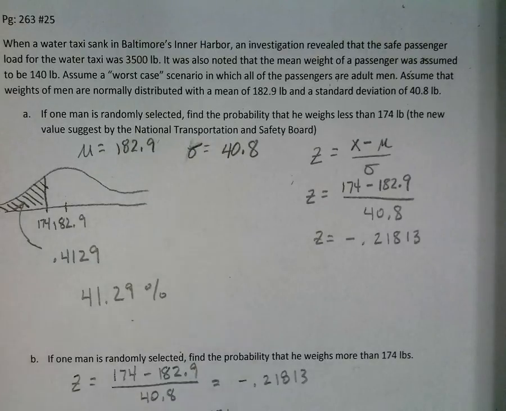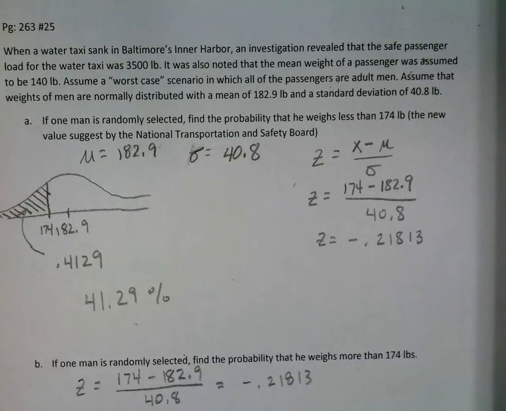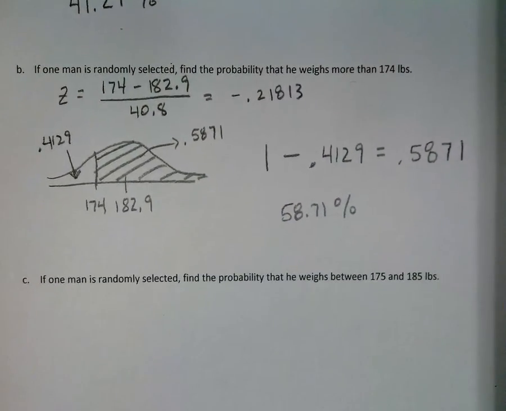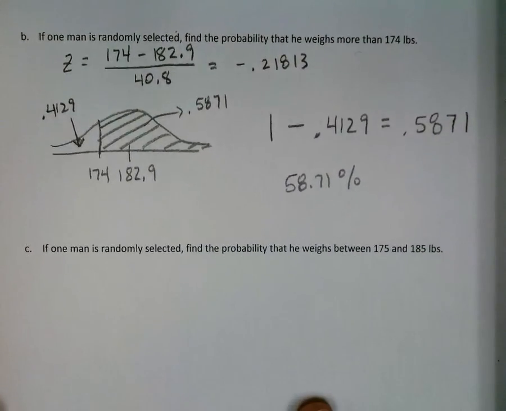It also tells us that even the 174-pound estimate, which is the new value suggested for the National Transportation Safety Board, should also be re-examined. That value should probably be increased as well, based on the mean and standard deviation that we're using of our data. So that gives us some information in terms of the problem.